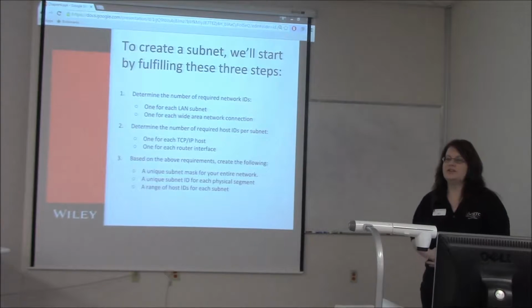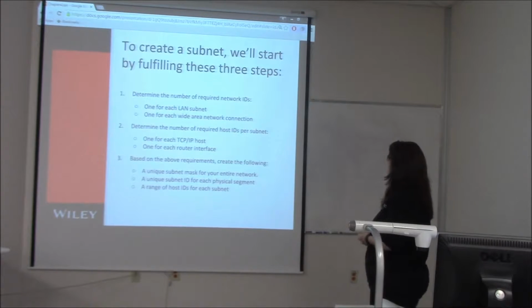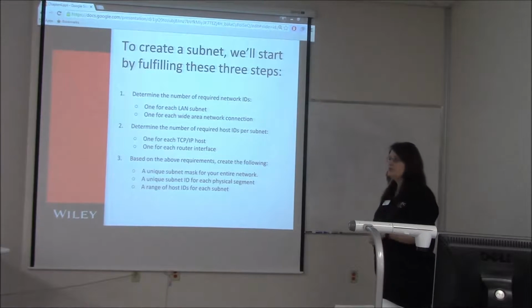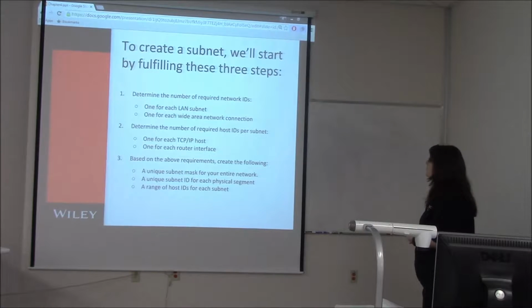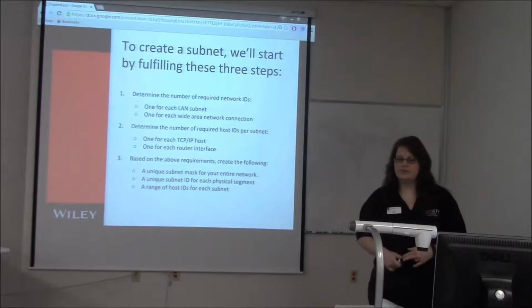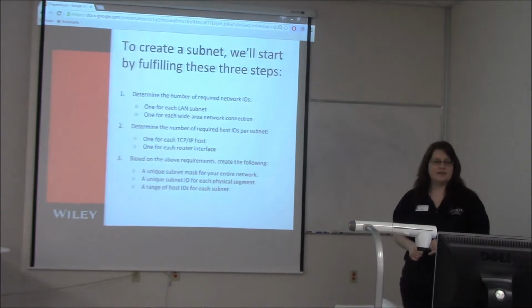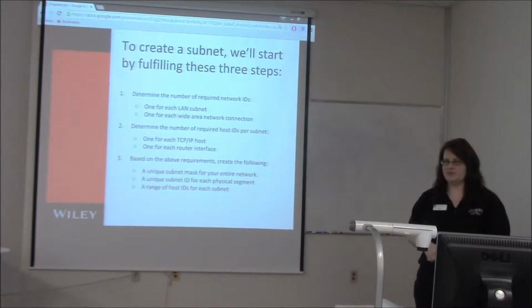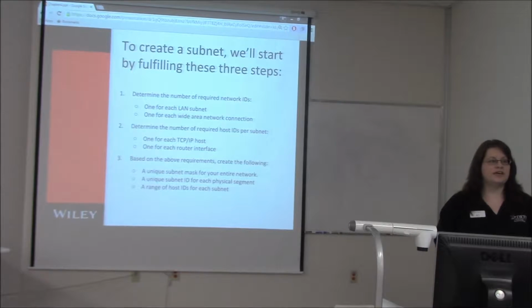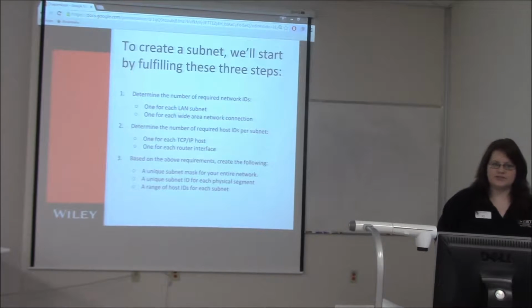So if we want to create a subnet, how do we do that? Well, first we have to determine the number of required network IDs. We talked about a network and a broadcast address. This is the same thing. So for network IDs, we need one for each LAN subnet and one for each WAN. One for each LAN subnet means that's the address that gets us outside of that segment, like to the internet, generally, or maybe to another segment of the network. That's what the network address does. It gets us outside.